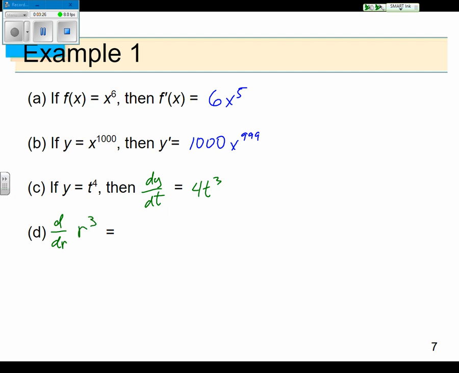Leibniz. All right, what if I say d over dr of r cubed? Awesome. Round 2. Leibniz. All right, let me see if I can throw a wrench in this. This is going too well.